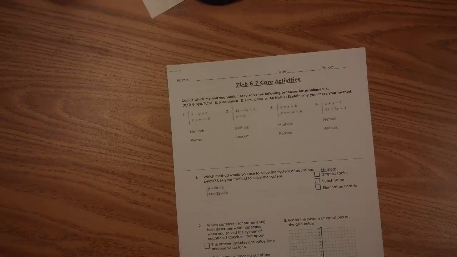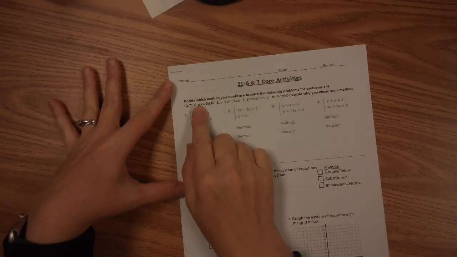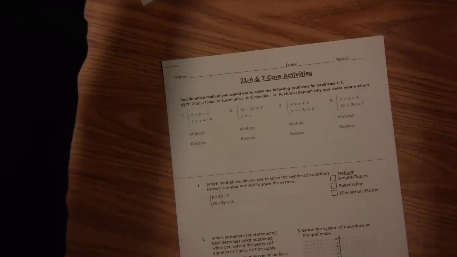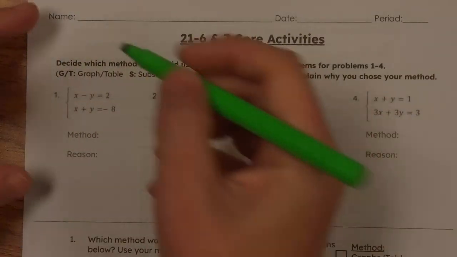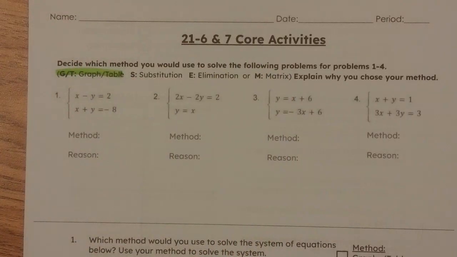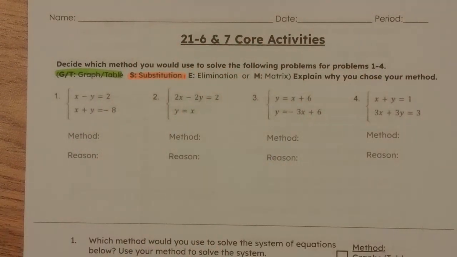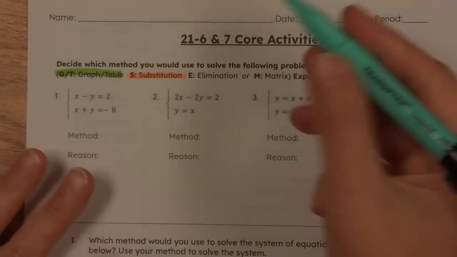So we have learned several methods for solving systems of equations. In the very beginning of this unit, we learned about graphs and tables. So I'm going to color that one green. And then we also learned how to do substitution these last few days. That's what we've been doing in class with the orange and blue cards. So I'll color that one orange. And we also learned elimination. Remember, elimination is the one where the letters are going to eliminate or cancel out.